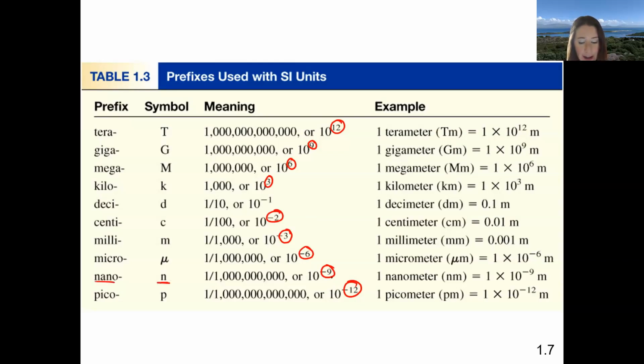Nano sounds like 9. So if nano is 9, all you need to do is remember micro, which is 6. Milli, we should be pretty good with this one. We use milliliters and milligrams a lot, right? So milli is 1,000, deci is a 10. Kilo, we should be good with this one. We use this one a lot. Mega is 6, giga is 9, tera is 12. Yep, you kind of need to know these metric conversions.